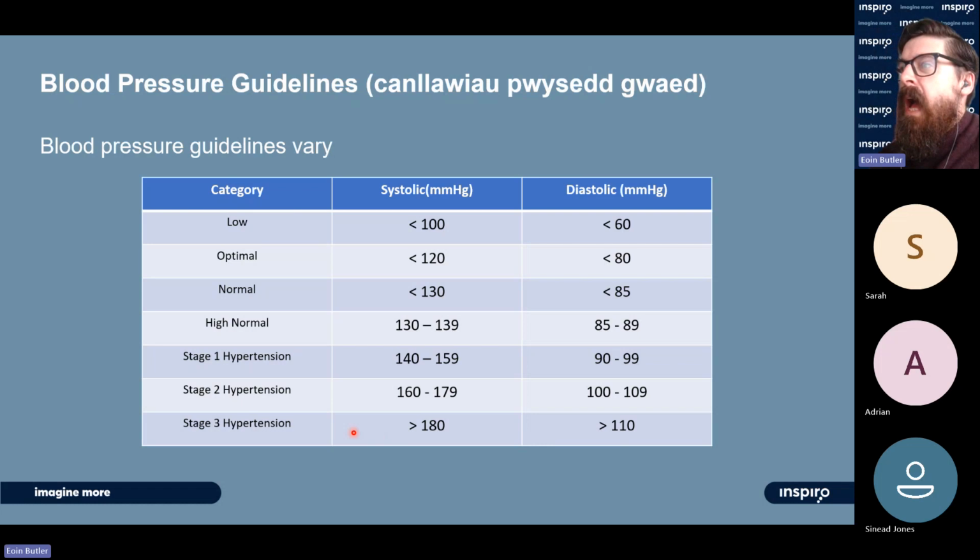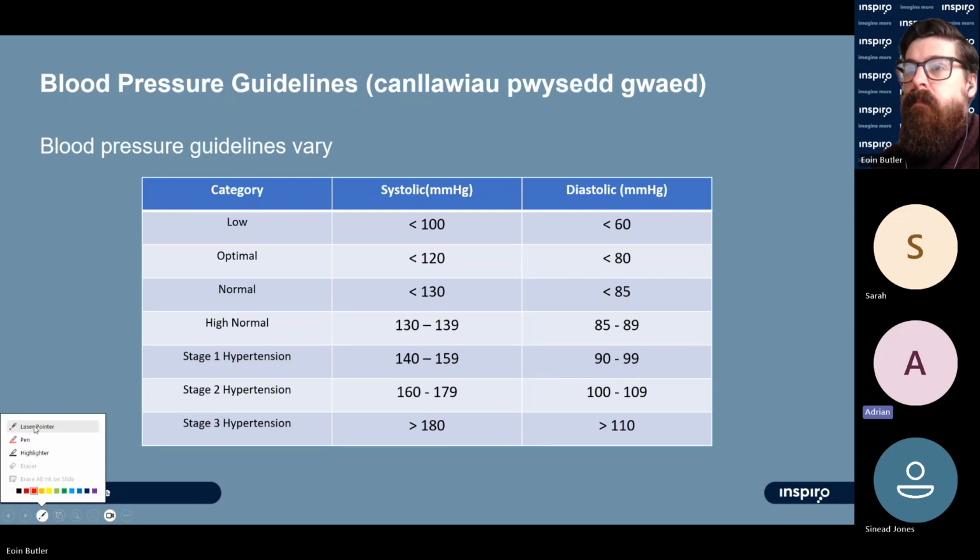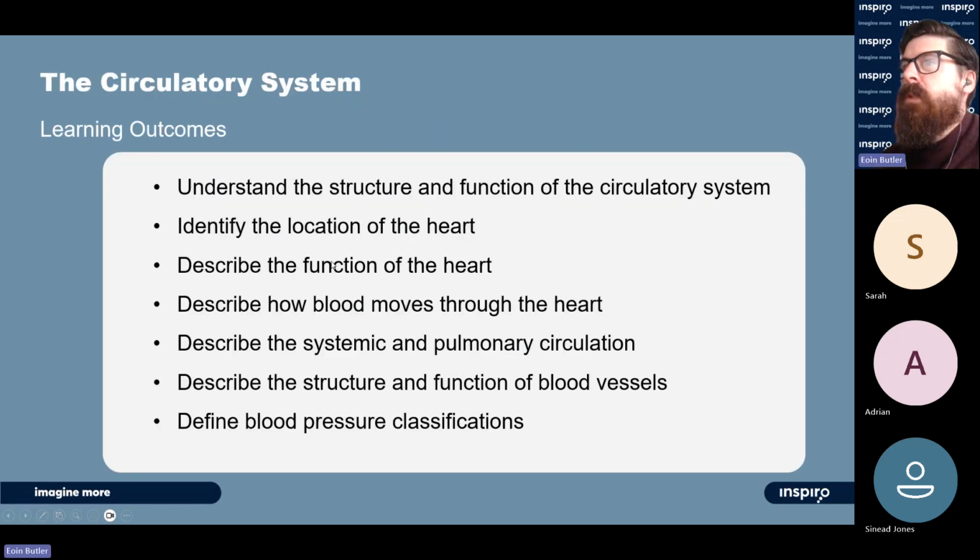Okay. Any questions on any of that? Because that is circulatory system. No, all good. Cool. So it's quite short, but what we... Somebody have a question then? No, just said all good.